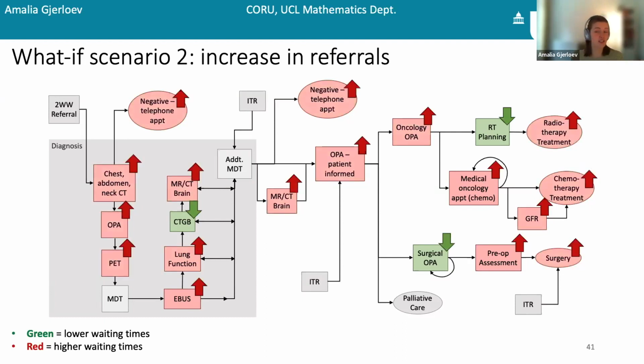We also looked at an increase in referrals. What if we had more patients coming to the system? What if GPs start referring more patients for suspected lung cancer? How might that affect the system? As you could expect, there are more people in the system and higher waiting times. But now we see a decrease in wait times for 3 of these: the CT guided biopsy, surgical outpatient appointment, and radiotherapy planning, which makes me think there's probably a bottleneck somewhere earlier in the pathway that is then affecting this.